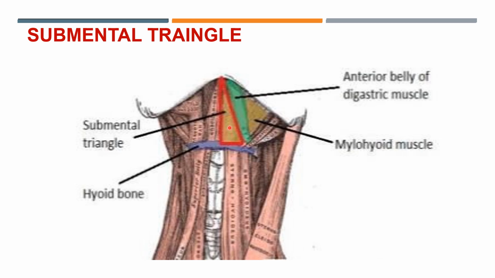As I said, its floor is the mylohyoid and hypoglossus muscles, and its roof, the investing layer of deep cervical fascia. The investing layer of deep cervical fascia forms the roof of the triangle. The contents of this triangle, we have just lymph nodes.